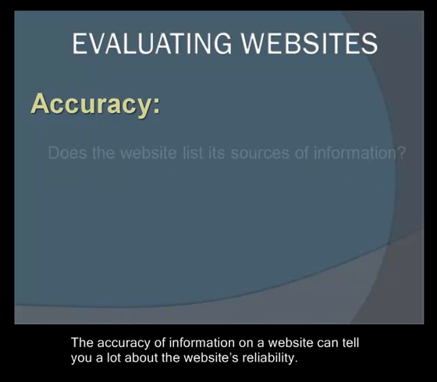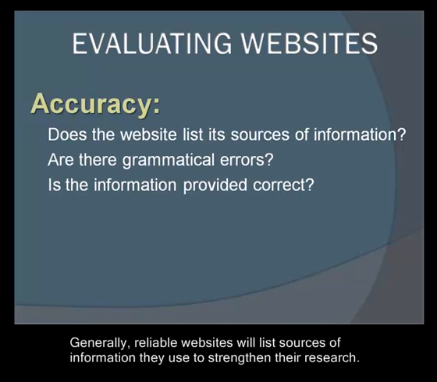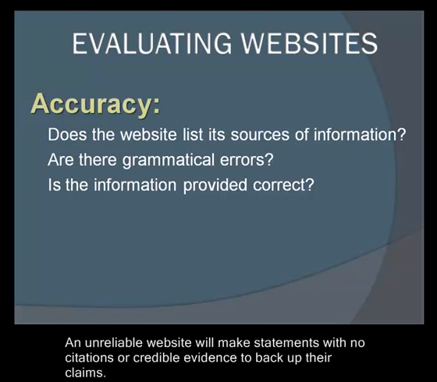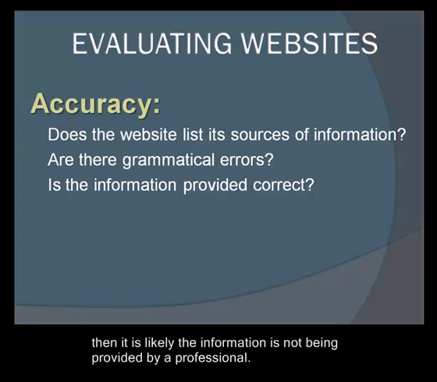The accuracy of information on a website can tell you a lot about the website's reliability. Generally, reliable websites will list sources of information they use to strengthen their research. An unreliable website will make statements with no citations or credible evidence to back up their claims. If a website has an abundance of errors in grammar or misspelled words, then it is likely the information is not being provided by a professional.